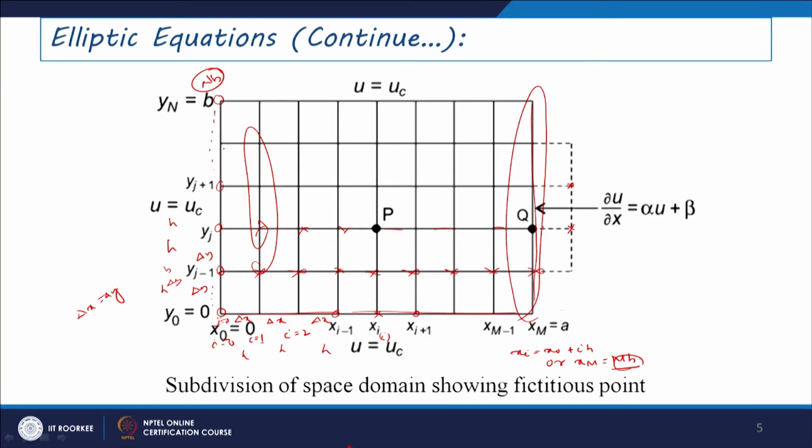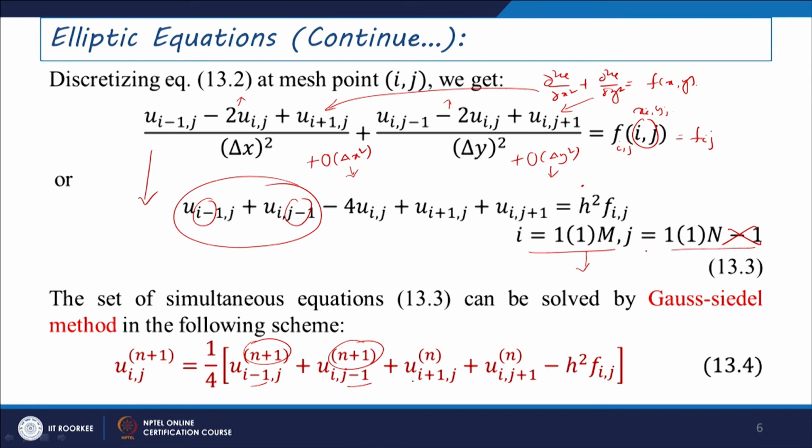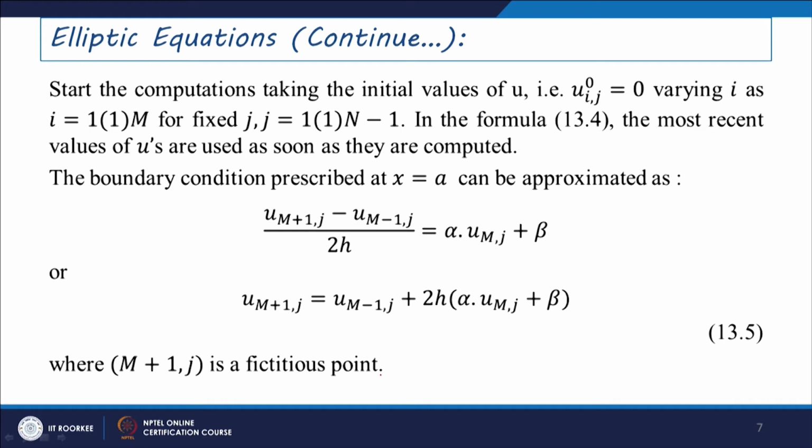If we consider these boundary conditions in formula 13.4, it requires i minus 1 and one more point, that is i plus 1 and j minus 1 and j plus 1. So we can consider this boundary at the prescribed point, that is x equals a, which can be approximated, since we are using the central difference approximation, which gives an order of approximation of order h square.